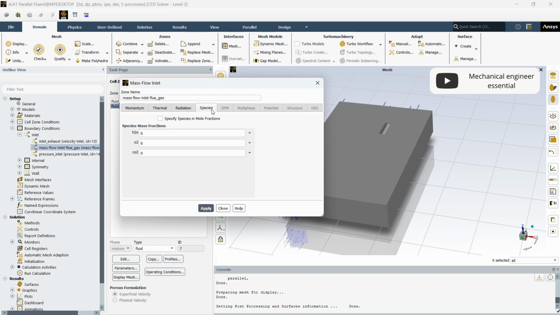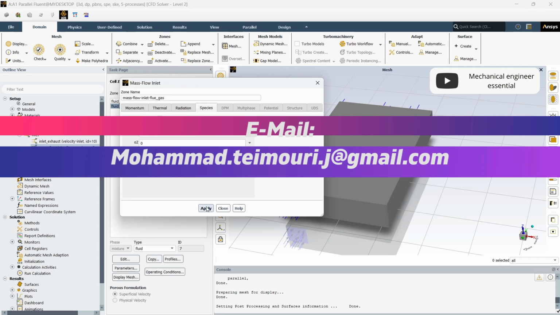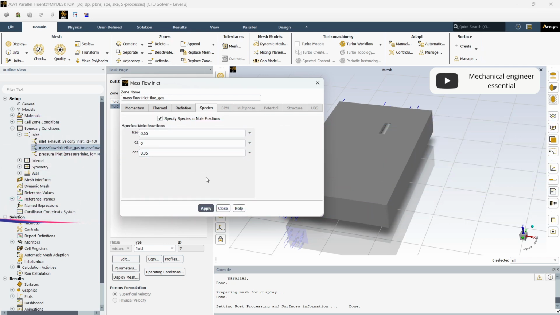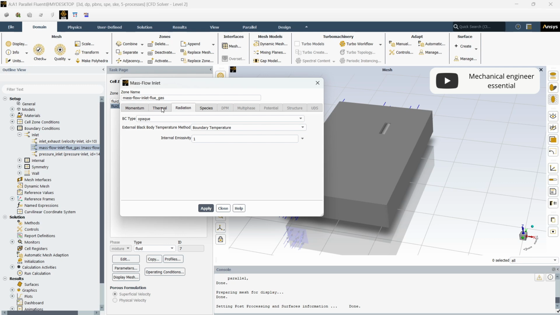Moving on to the Species tab, we activate the Specify Species in Mole Fraction option. This enables us to define the chemical composition of the incoming gas mixture. We set the mole fraction of vapor to 0.65 and carbon dioxide to 0.35. These values are based on typical combustion products from hydrocarbon fuels, where water vapor and carbon dioxide are the dominant species. By specifying these mole fractions, we are effectively defining the burning fraction, that is, the ratio of combustion byproducts entering the domain. This is extremely important for accurate simulation of post-combustion gas behavior, such as temperature distribution, radiation effects, and species transport throughout the domain.